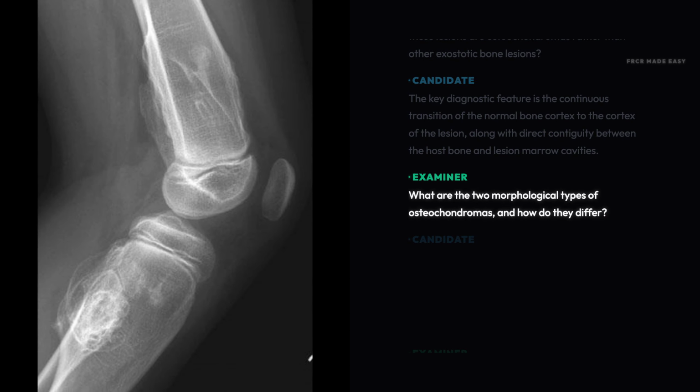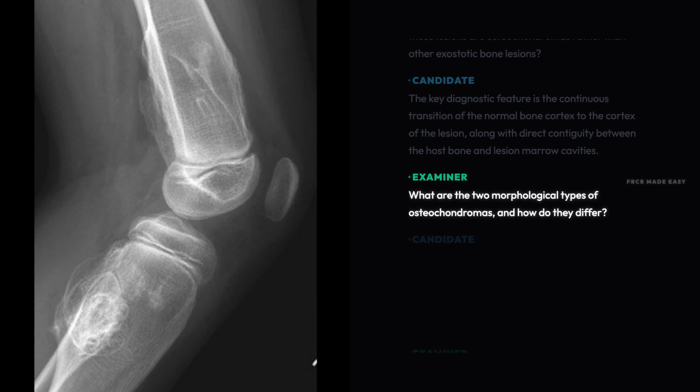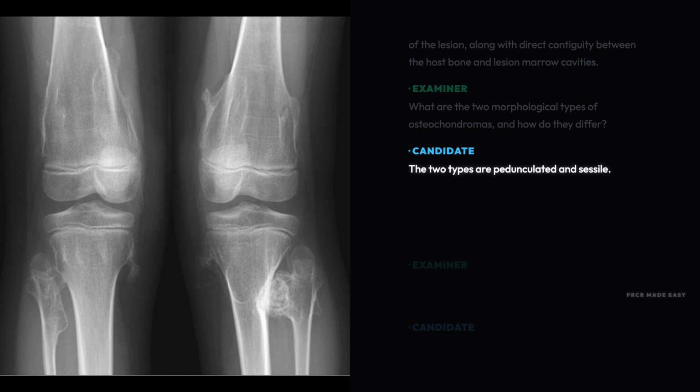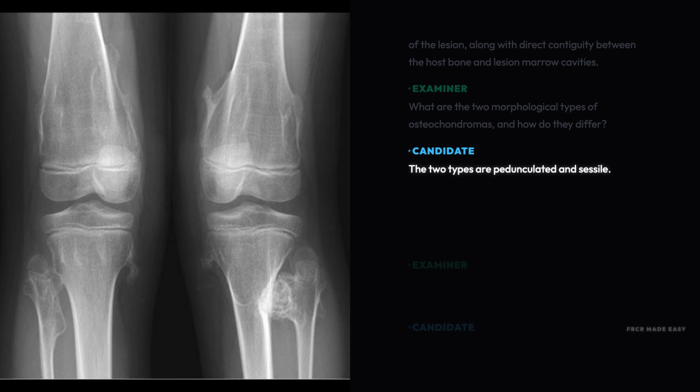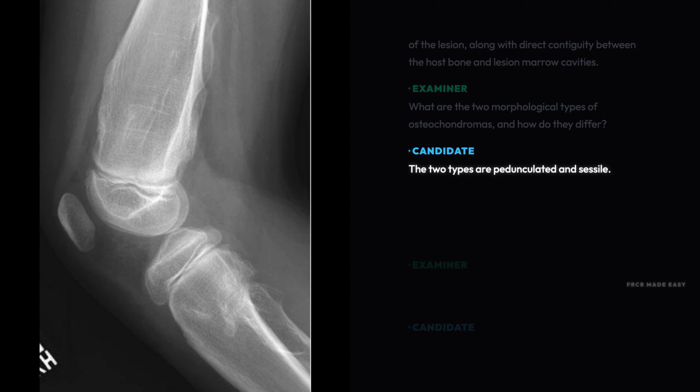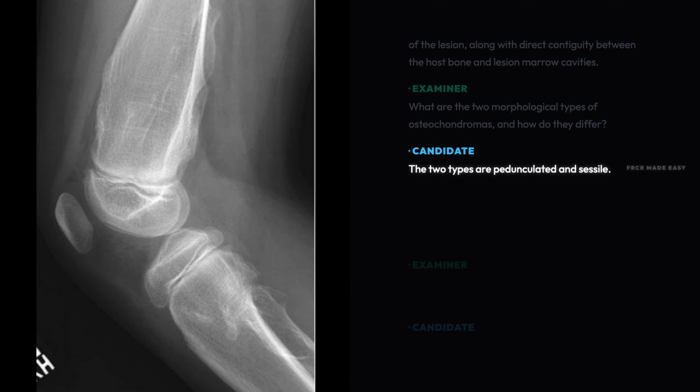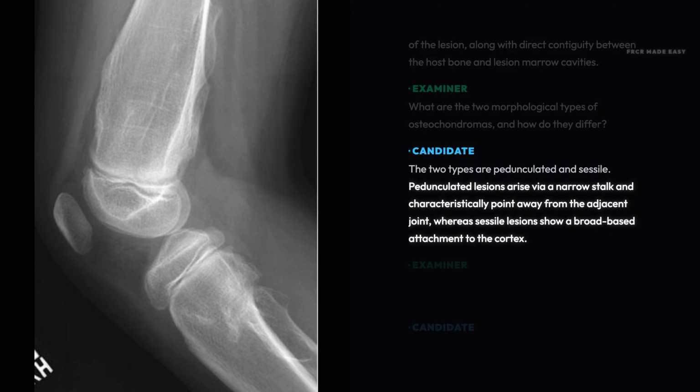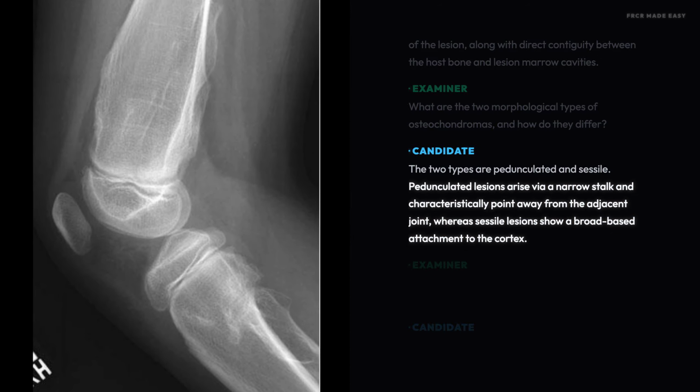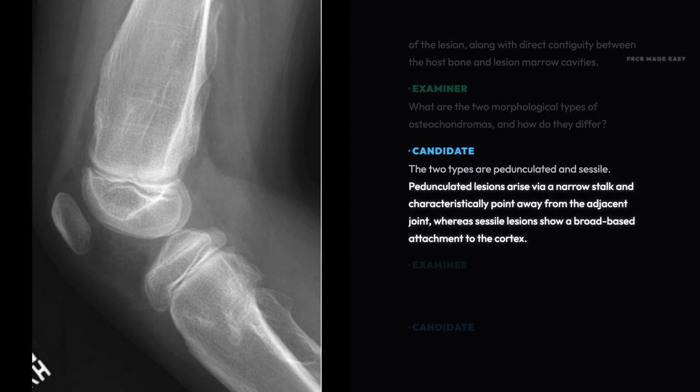What are the two morphological types of osteochondromas, and how do they differ? The two types are pedunculated and sessile. Pedunculated lesions arise via a narrow stalk and characteristically point away from the adjacent joint, whereas sessile lesions show a broad-based attachment to the cortex.